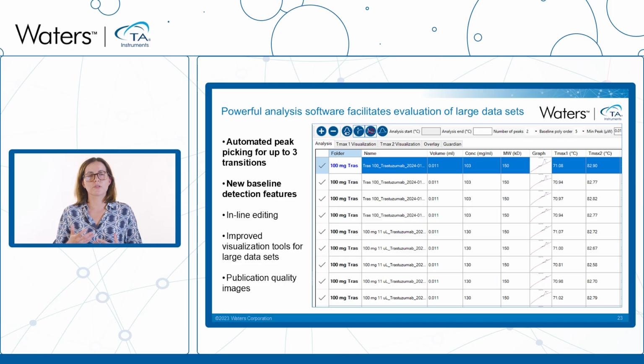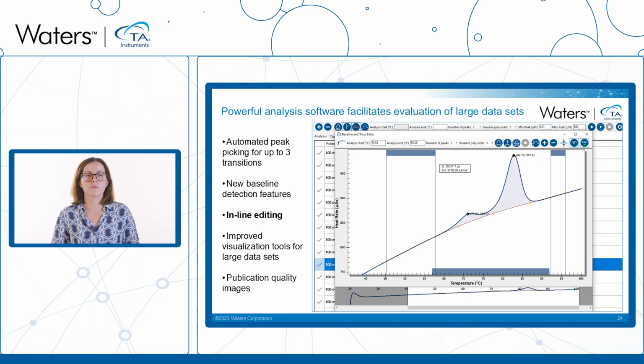If you want to look at more details for each of the data sets, you can click on the little graph icon that you can see here, which will open a pop-up window that looks like the one in this slide. Within this window, a user can take a closer look at the data, or if they want to edit the baseline to make sure that the Tmax is where it should be, the user can also do that. So there's still a lot of user input flexibility within the automated features of NanoAnalyze.